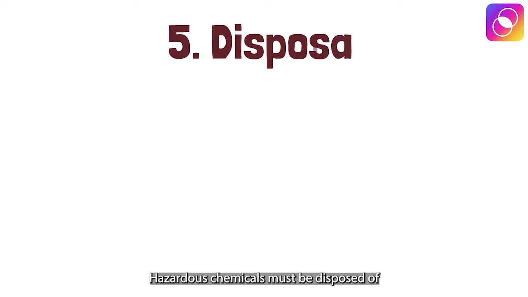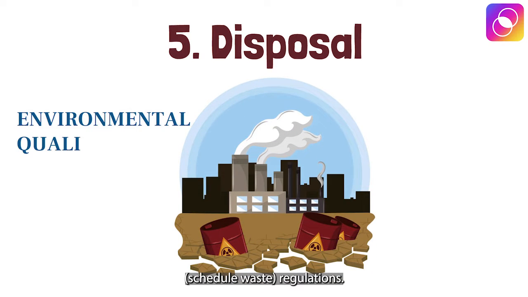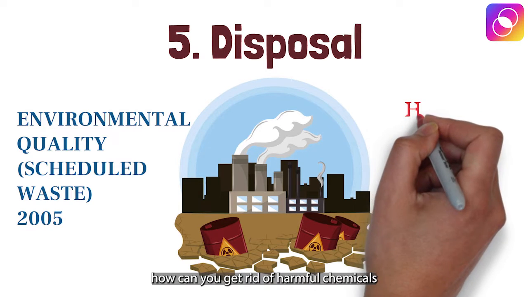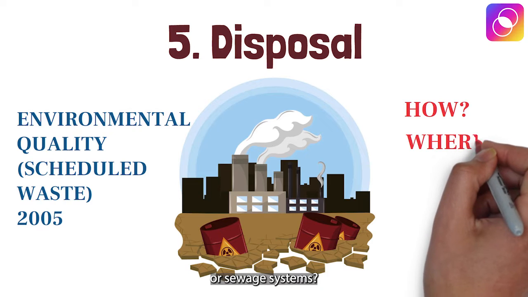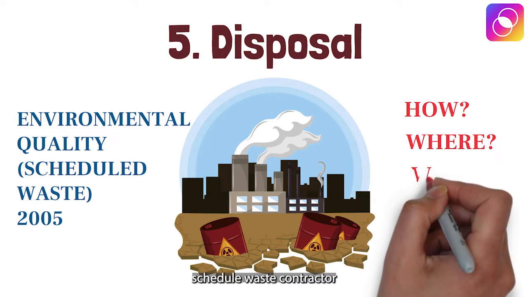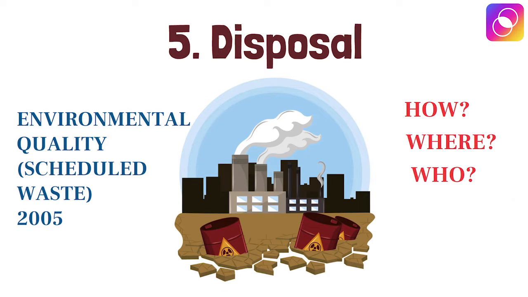Next is the disposal activity. Hazardous chemicals must be disposed of in accordance with the Environmental Quality (Scheduled Wastes) Regulations. You need to know, how can you get rid of harmful chemicals if you don't want to use them anymore? Can they be dumped in monsoon drains, waterways or sewage systems? And do you need to bring in an approved scheduled waste contractor to dispose of them at a landfill?